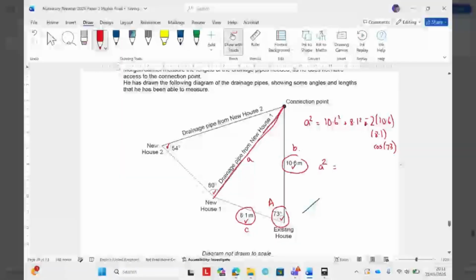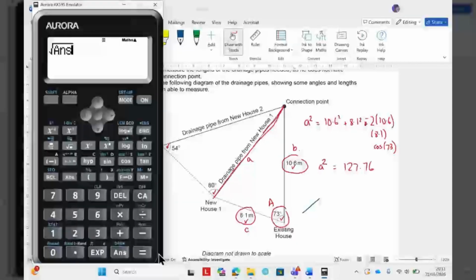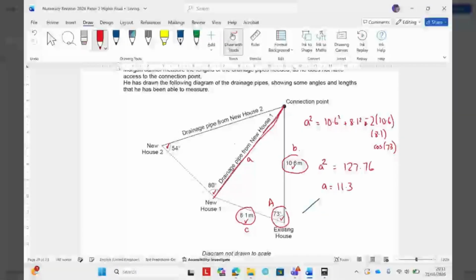127.76, and then I could probably give an extra decimal point there, 764, but whatever happens, I'm going to square root that to get a, right? I'll just take the full thing though. So 11.3, so a equals 11.3, that's that there.